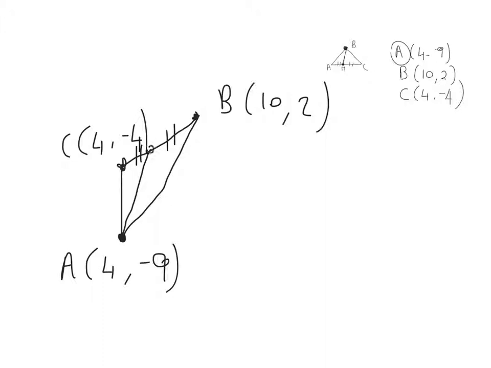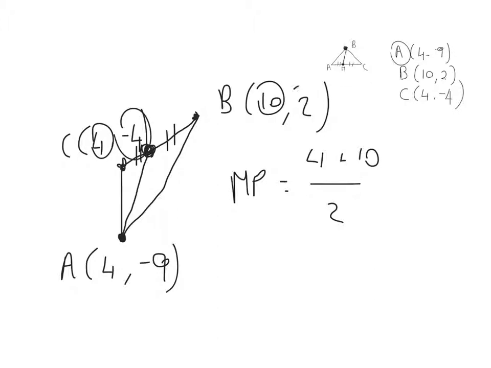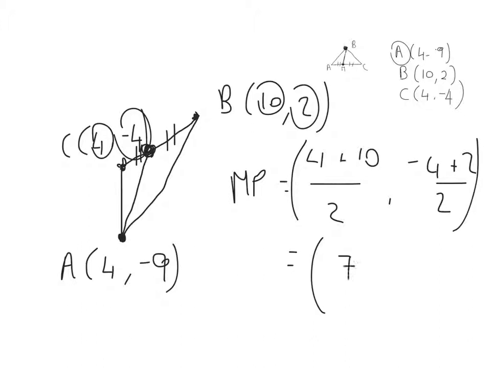So first of all, we can find the midpoint of BC. So the midpoint of BC is going to be (4 plus 10) over 2, (-4 plus 2) over 2. Four plus 10 is 14, 14 over 2 is 7, -4 plus 2 is -2, -2 over 2 is -1. So that point now is (7, -1).